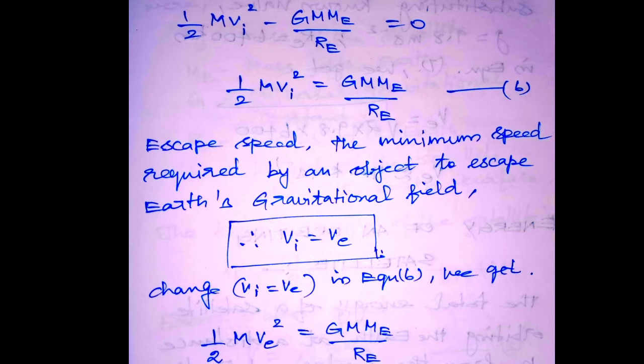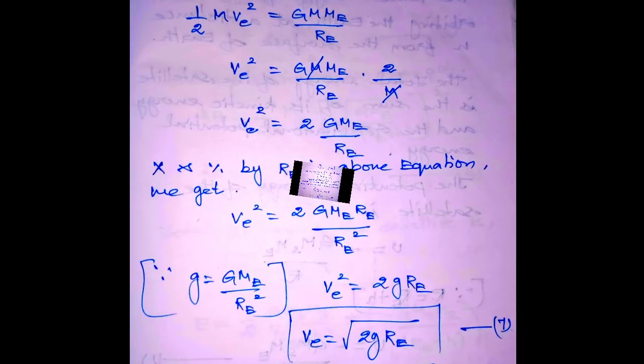Now, according to the definition of the escape speed, it is the minimum speed required by an object to escape from the Earth's gravitational field. So here the initial velocity vi is changed to ve, that is escape velocity. So vi is changed to ve and we substitute in equation number 6. So we get half m ve square equal to capital G m Me by Re.